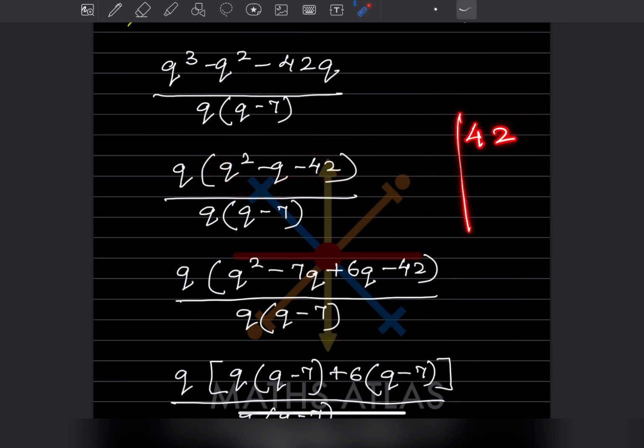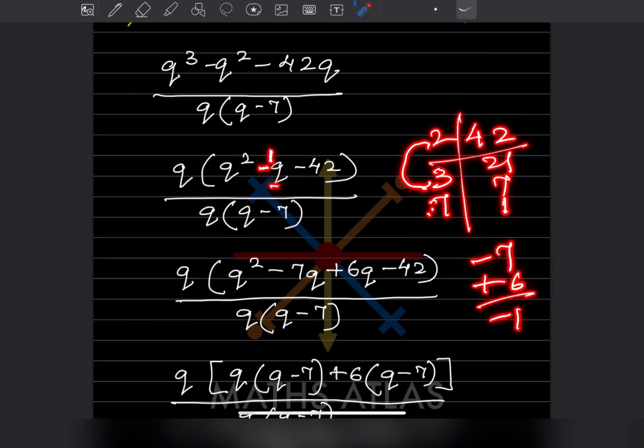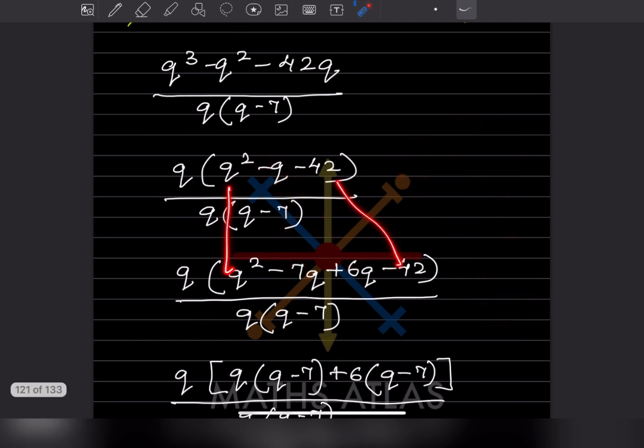If you don't know directly, we can find out here. 2 21s are, 3 14s are, 6 7s are, and 7 6s are. So what do we want? Here we want minus 1, because nothing here means there will be 1. So how are we going to get minus 1 from these factors? 6 and 7. So if you write here minus 7 plus 6, it is going to be minus 1. So this is minus 7q plus 6q. The rest of this is going to be the same.